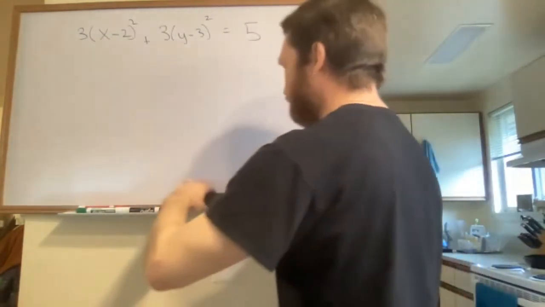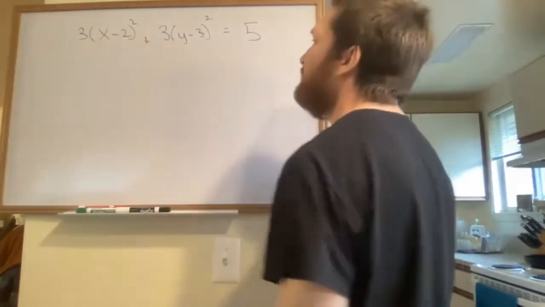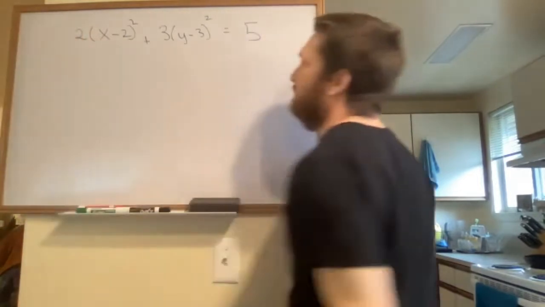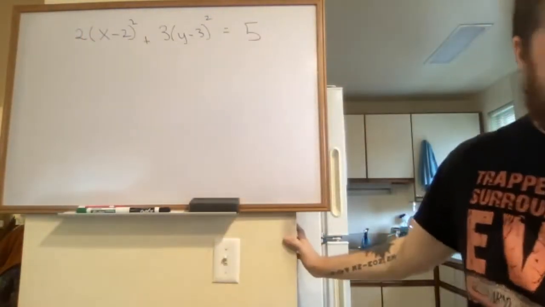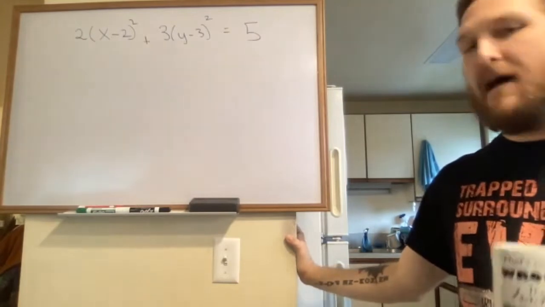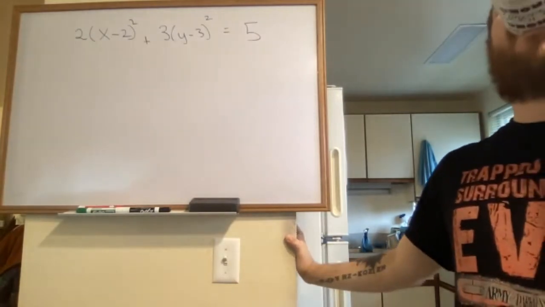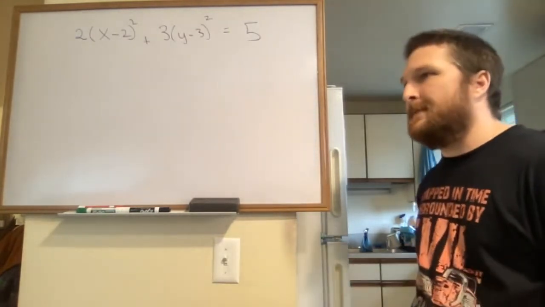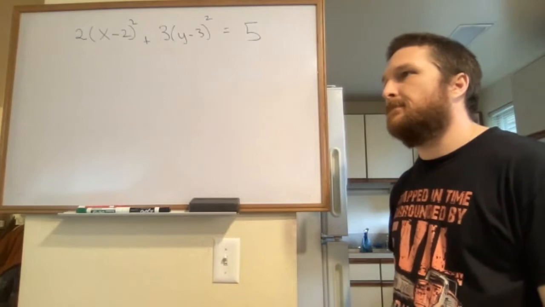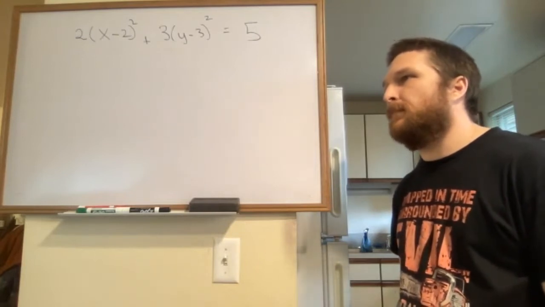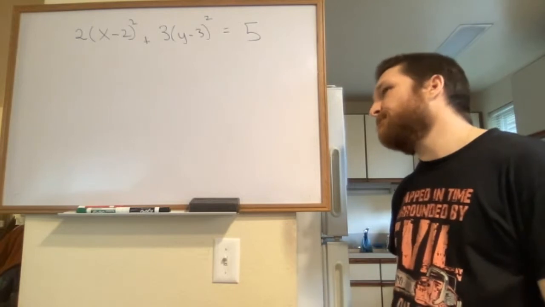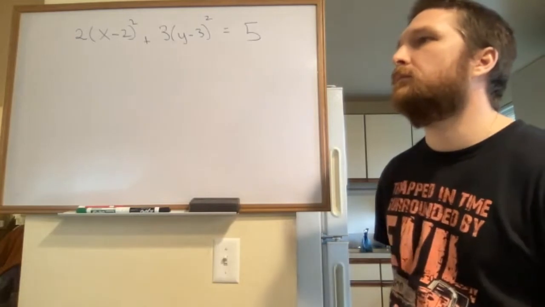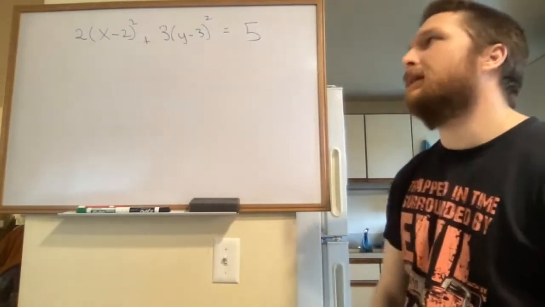Another question. But let's change that to that. Now, what is that bad boy? What type of conic section is that? It's an ellipse. That is an ellipse, right?